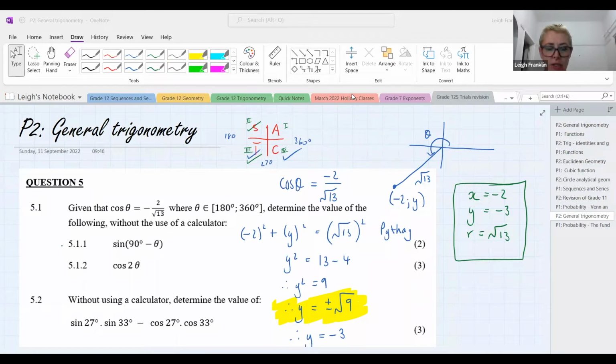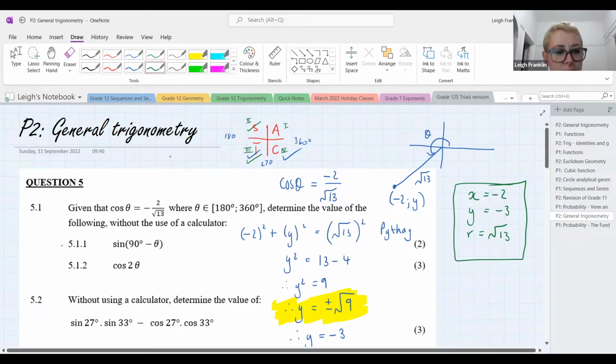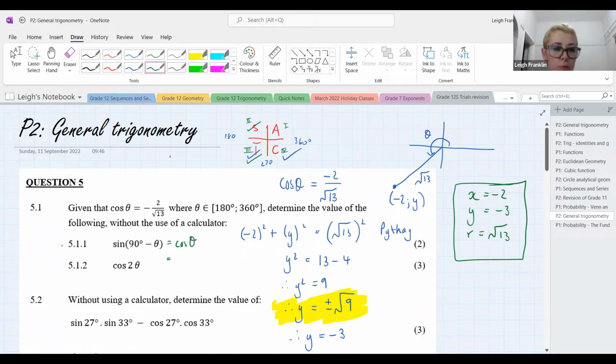Aha, okay. So we've got to remember our co-functions, quite right. That means that the sine of 90 minus theta is cos theta. Good job. And we know that cos theta is x over r. So in other words, -2 over root 13. This is out of 2 marks, because 1 mark is for the reduction and the other mark for subbing in. Okay, good job. Well done.